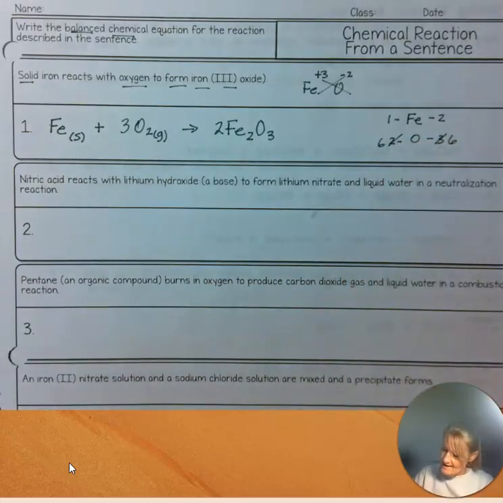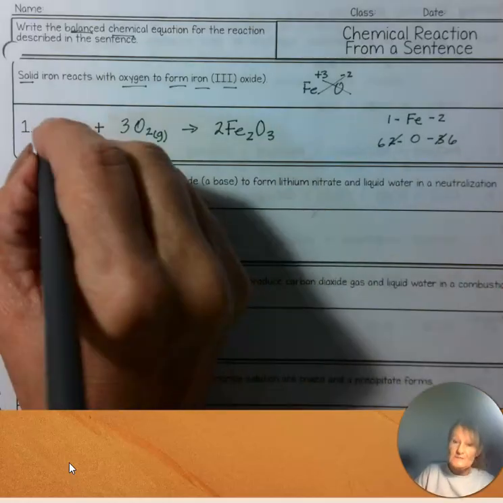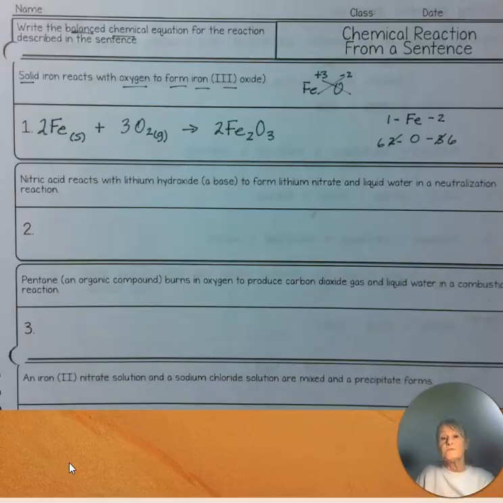Okay, and now my oxygens are balanced, and now it's pretty easy for me to put a 2 out in front of the iron. So don't forget, you must balance these also. So a balanced chemical reaction.